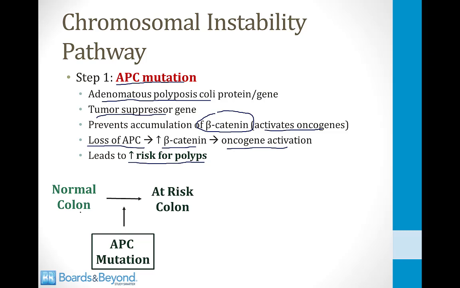And I've shown this at the bottom of the screen. You begin with a normal colon and then you acquire an APC gene mutation, and now you have a colon which is at risk for the development of colon cancer.